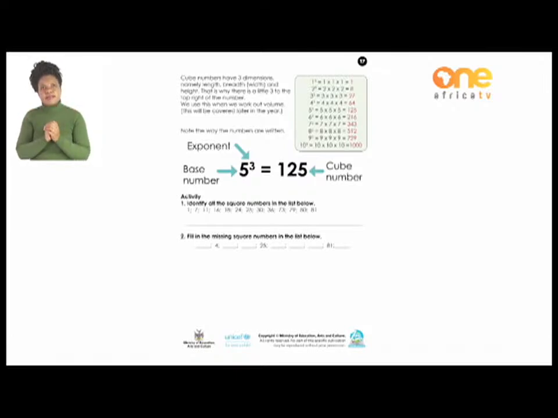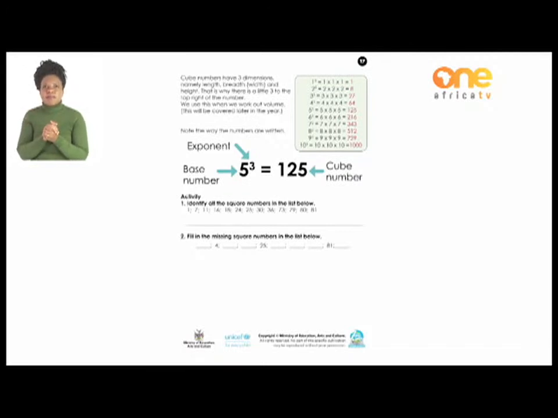That is why there is a little 3 to the top right of the number, which is also called the cube. We use this when we work out volume. This can also be covered a little bit later. Note the way the number is written. There is an exponent, which is 3, which is also the power. There is also the base, which is 5, and the product, or the cube number, which is 125.